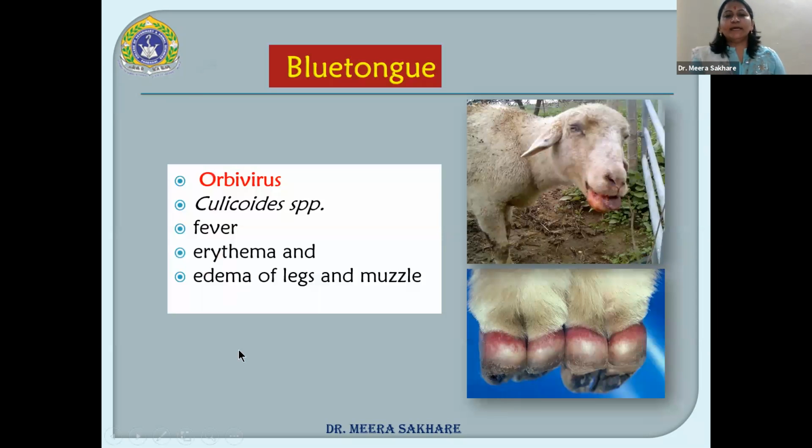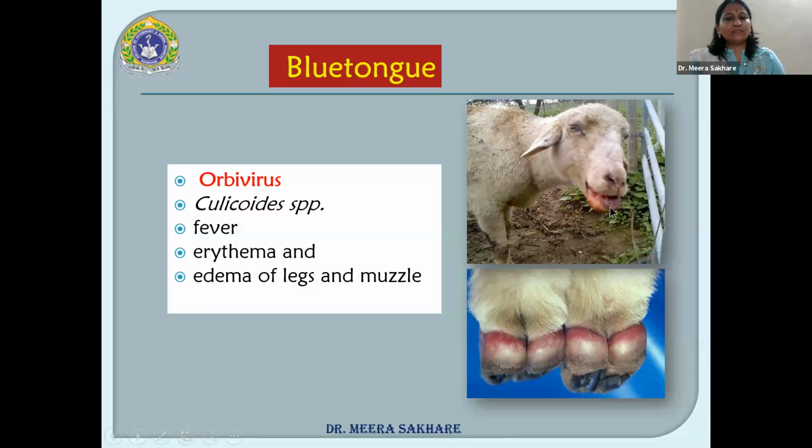Then another disease, that is blue tongue. It is again a viral disease, caused by the orbivirus, which is transmitted by insects. This is one of the diseases transmitted by insect vectors. In this disease, apart from the skin lesion, we can see edema of the head and neck region. In this sheep, we can see edema of the eyelid, edema of the face region, and typically a blue tongue. There is a bluish discoloration.